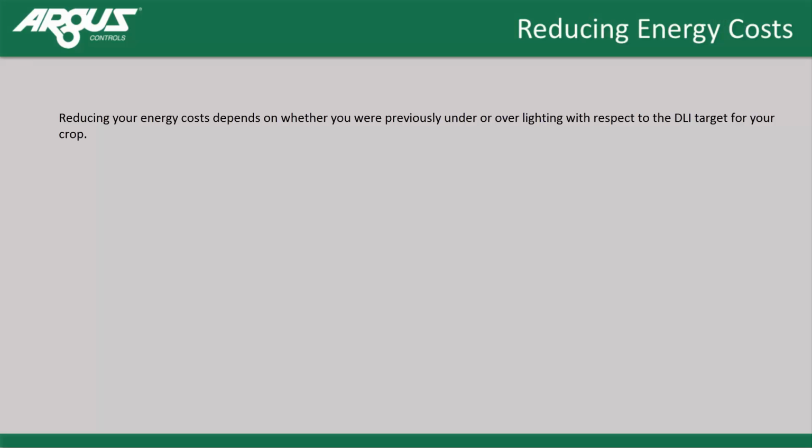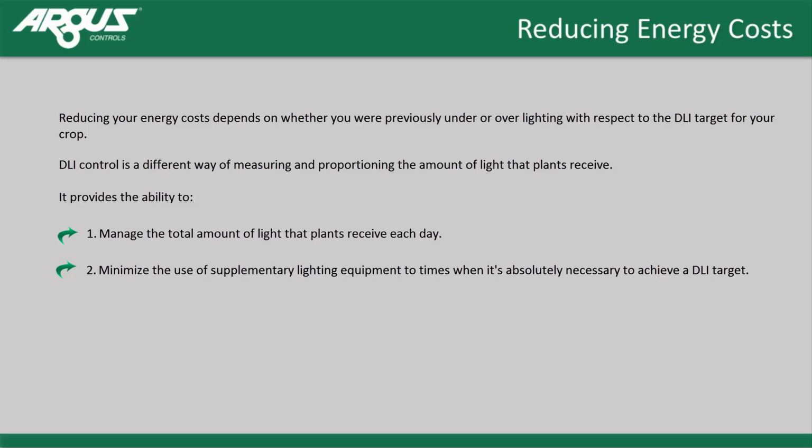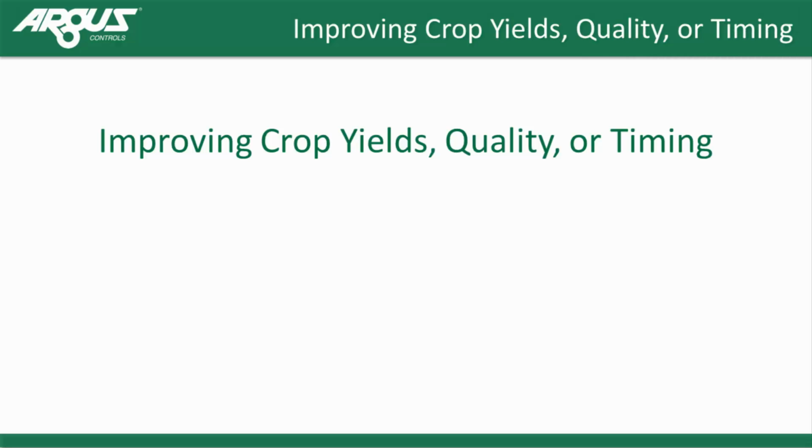Reducing energy costs. Reducing your energy cost depends on whether you were previously under or over lighting with respect to the DLI target for your crop. DLI control is a different way of measuring and proportioning the amount of light that plants receive. It provides the ability to manage the total amount of light that plants receive each day, minimize the use of supplementary lighting equipment to times when it's absolutely necessary to achieve a DLI target, improving crop yields, quality, or timing.